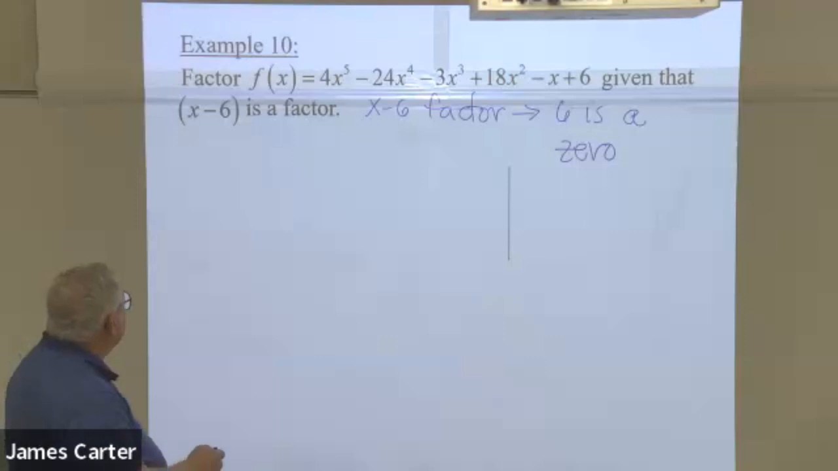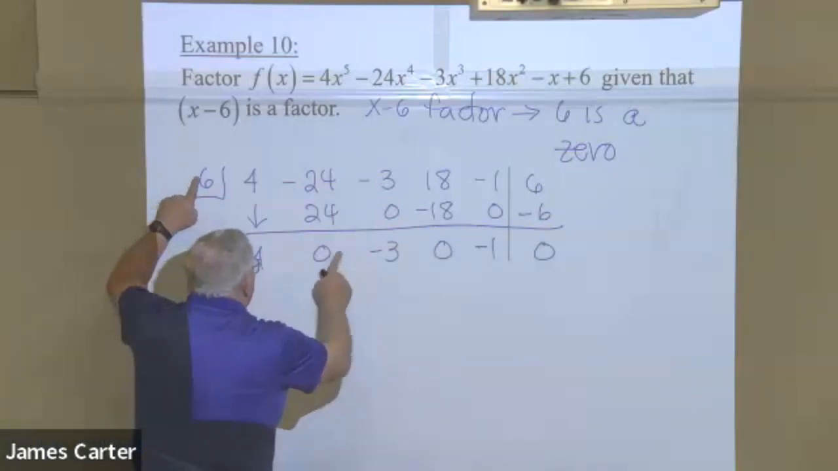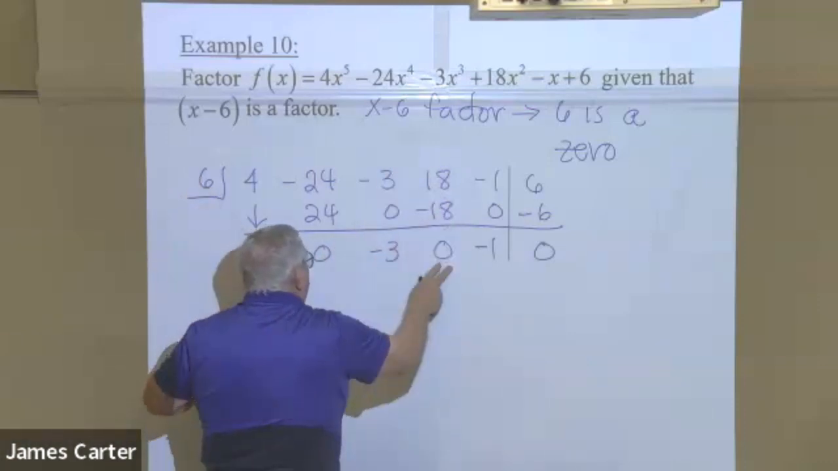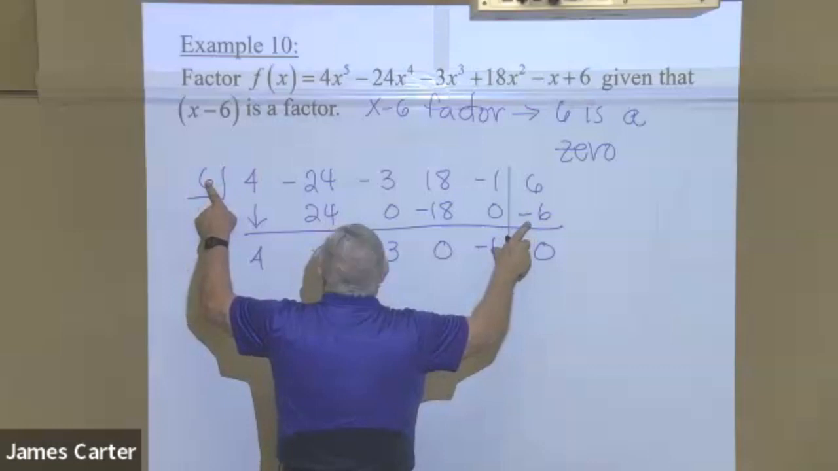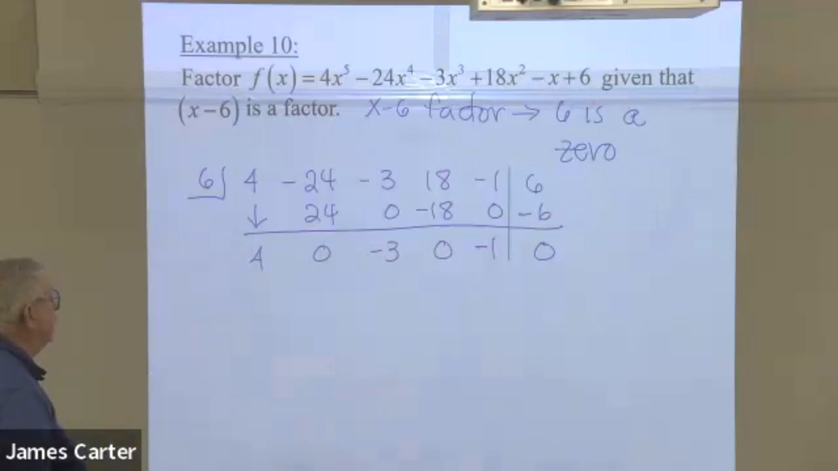Okay, if we have x minus 6, then positive 6 would be the proposed 0. Put it in here, bring down, multiply, bring down, multiply, bring down, multiply, bring down, multiply, bring down, and multiply, and bring down. In this case, we got a 0 again for our remainder. So therefore, 6 is a solution of this problem, and x minus 6 is a factor of this problem.